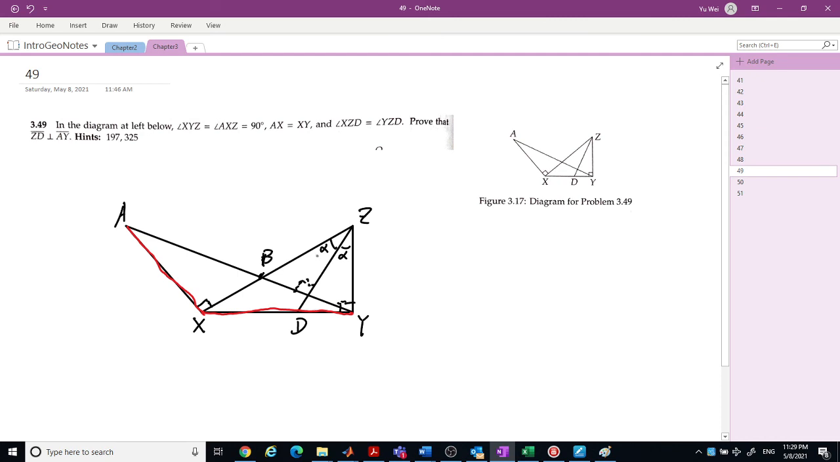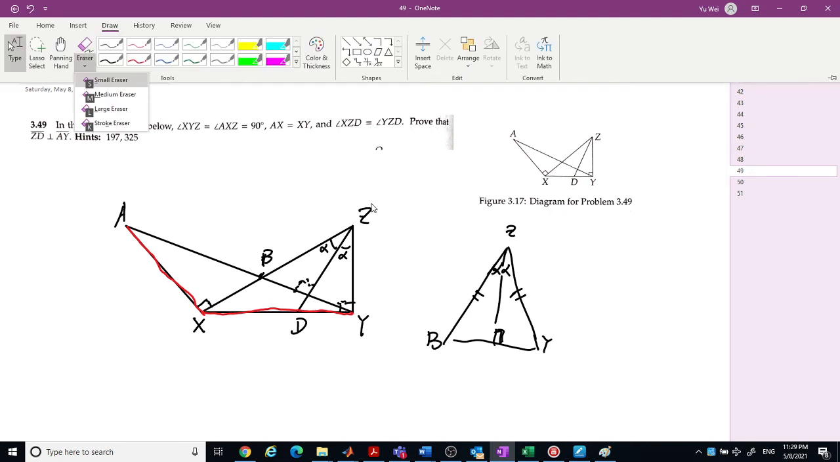What do you think? You can think ZD is not only the angle bisector, but also perpendicular. So what kind of triangle ZYB has such properties? It's alpha, alpha, and you need a perpendicular. Of course, you need to prove this one is an isosceles triangle. So as long as we can prove BZY is an isosceles triangle, we prove this.